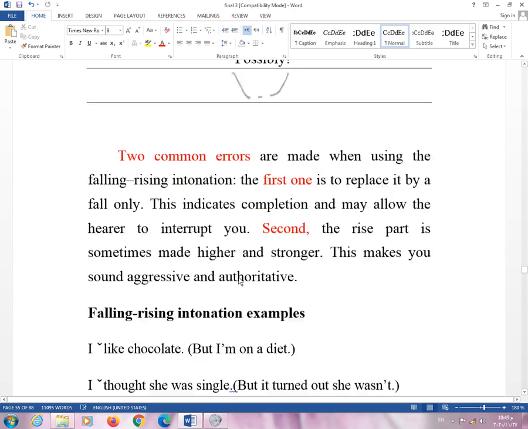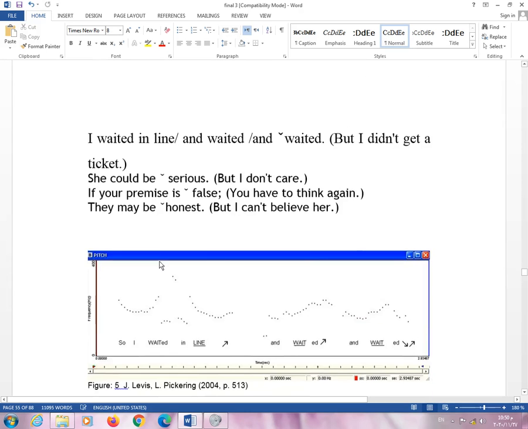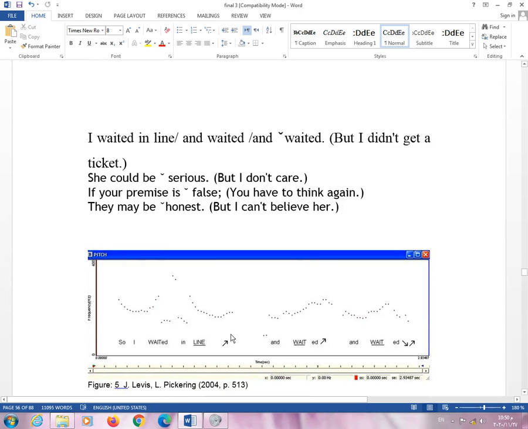And so on. Rising-falling intonation examples. Let's see. I like chocolate. Okay, but I'm on a diet. I thought she was single, but it turned out she wasn't. Okay, examine these examples. She could be serious, but I don't care. But look at this example first. I waited in line. Okay, rising, and waited, rising, and waited, falling, rising.